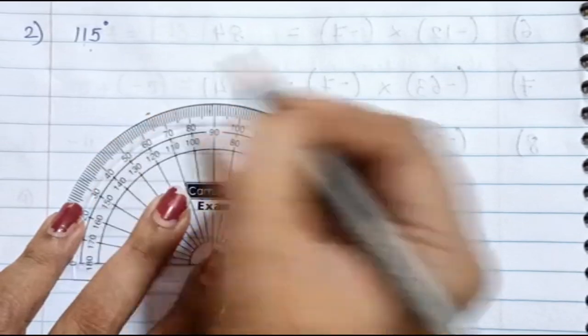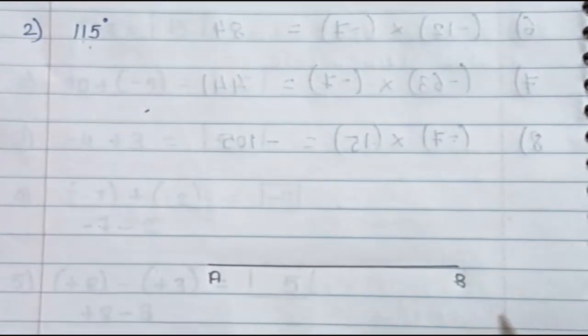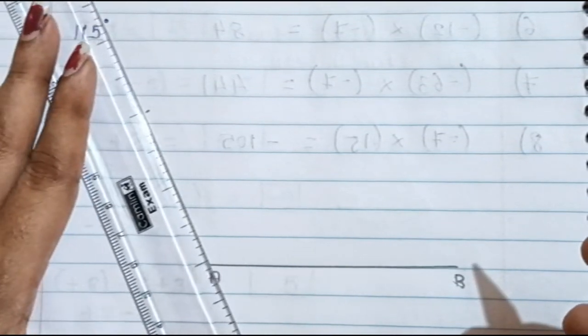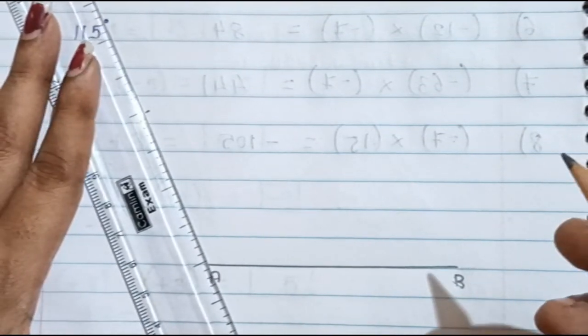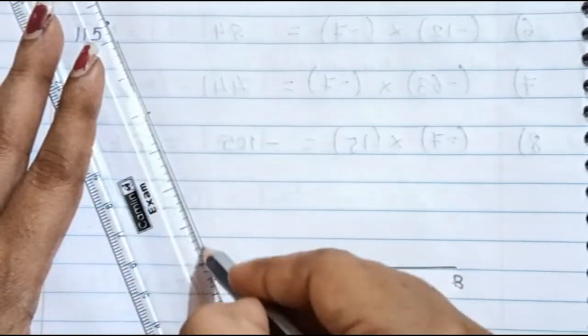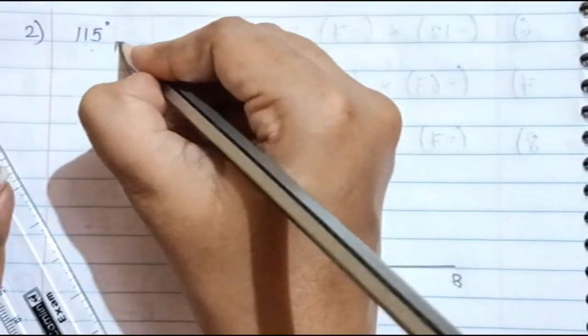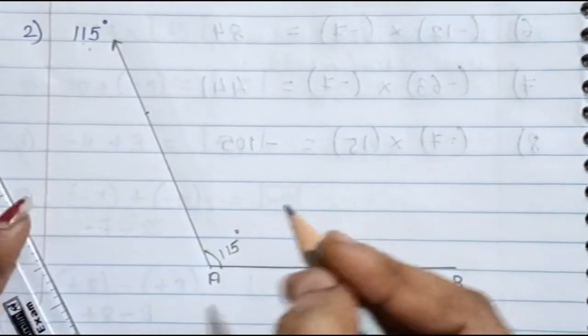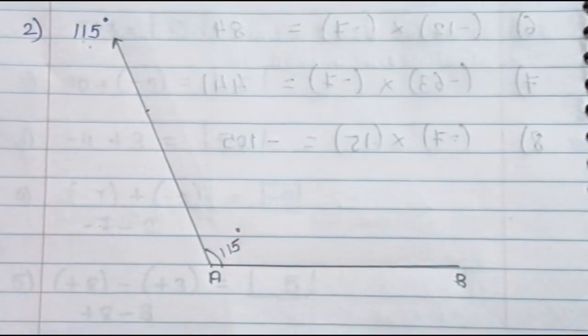So I will make a point over there, and then with the help of a scale, I will join that point to make a 115 degree angle. Clear? So here, this is how much? 115 degrees. Okay, now we are supposed to bisect this angle.